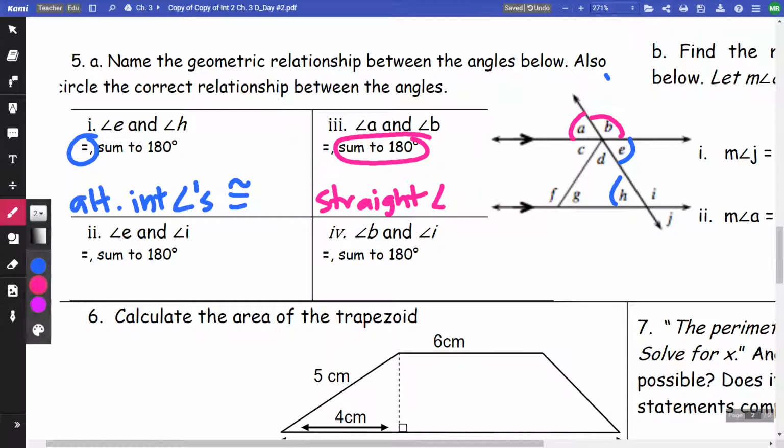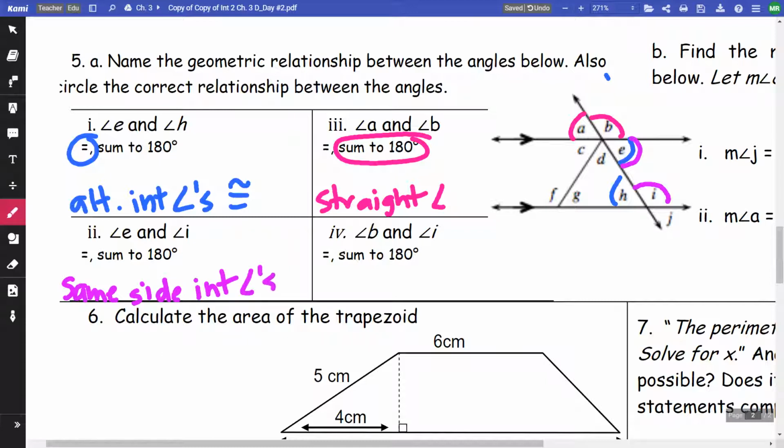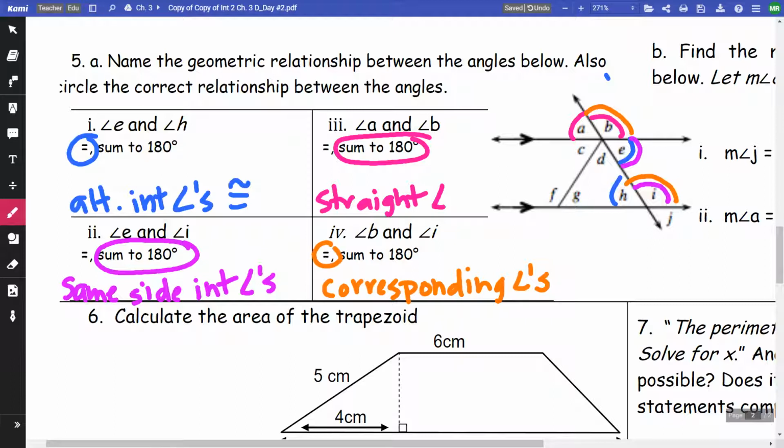E and I. Okay, so E and I. So those are going to be same side interior angles. And same side interior angles add to 180. They're supplementary. And we're going to have B and I. So B and I, those are going to be corresponding angles. And when you have parallel lines cut by a transversal, corresponding angles are congruent. So we're going to mark equal.